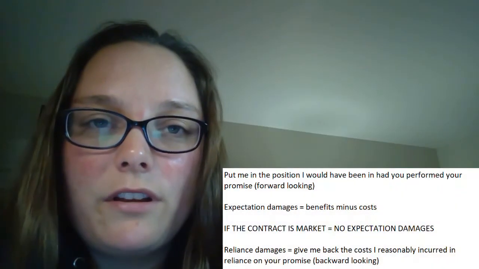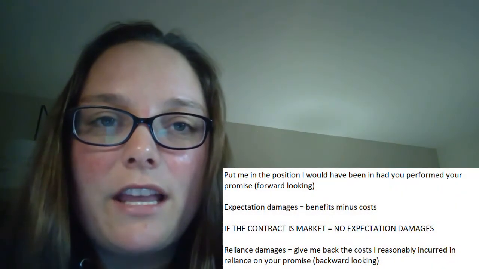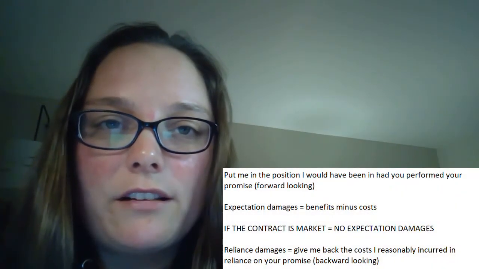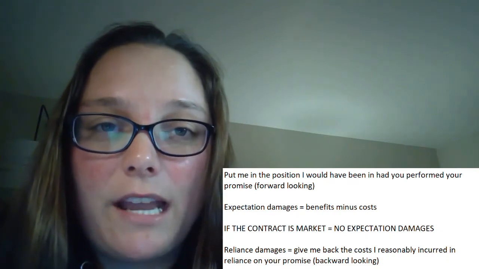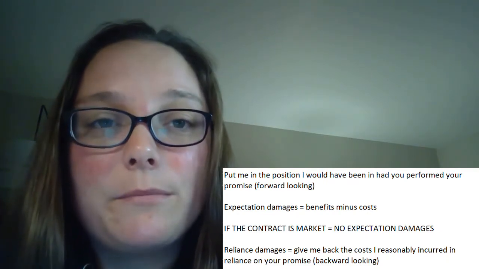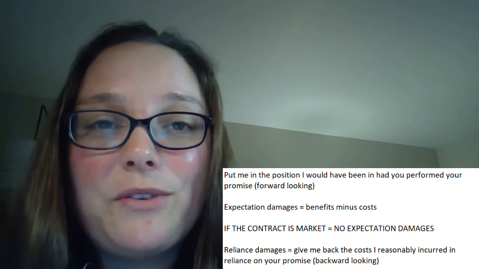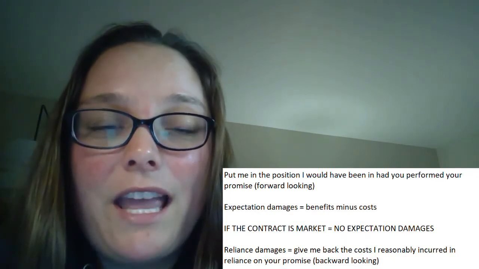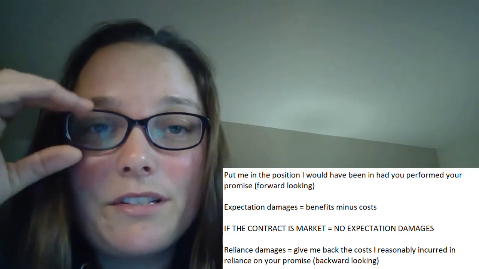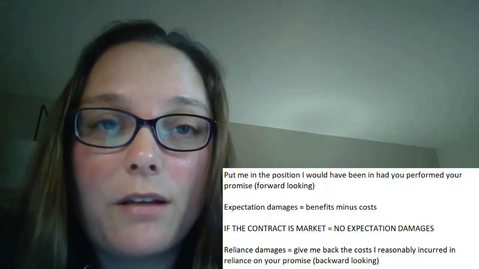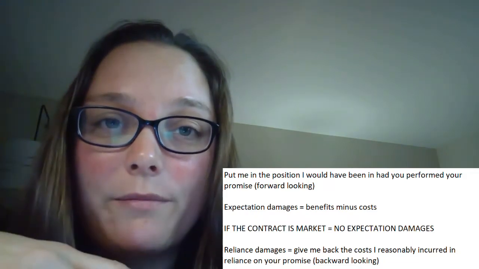The default calculation of damages in a breach of contract litigation is expectation damages. Put me where I expect it to be had you not broken your promise. Okay, they're forward looking. This is opposite of torts, right? Torts are backwards looking. Put me where I was before.